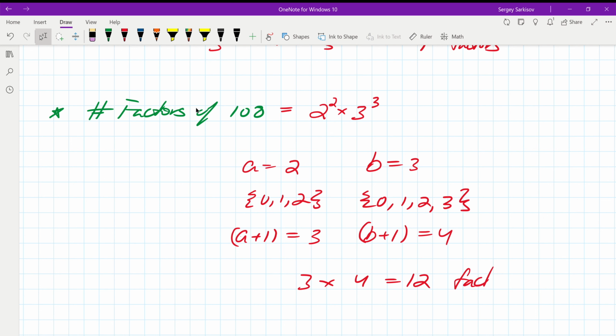Okay, so this is only when we have two different prime factors, and we checked there were 12 factors, 2 different prime factors, 2 and 3 possibilities, right? What if I had a different one?